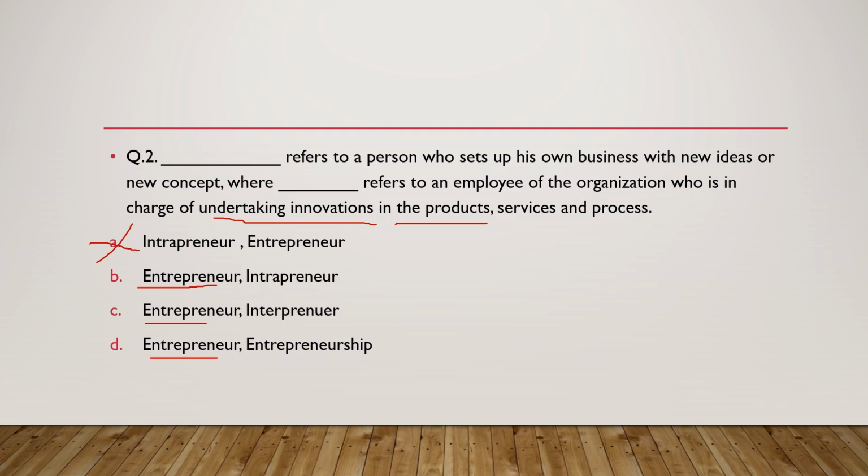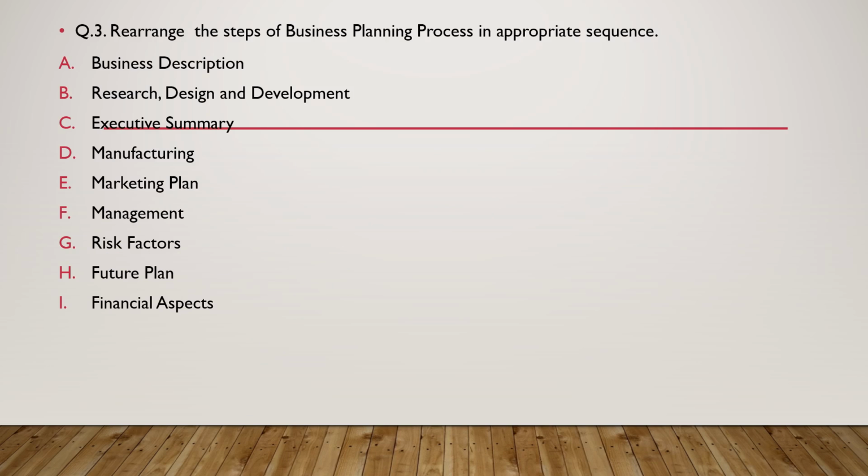He is the intrapreneur. So here you can see intrapreneur, there is also a spelling change. So you should be very clear about the spellings also, entrepreneur or intrapreneur. So the right answer is B. Entrepreneur means who sets up a new business, and the intrapreneur, INTRA, intrapreneur is who does innovation in the products and services. Okay, the next question here: rearrange the steps of the business planning process in appropriate sequence.